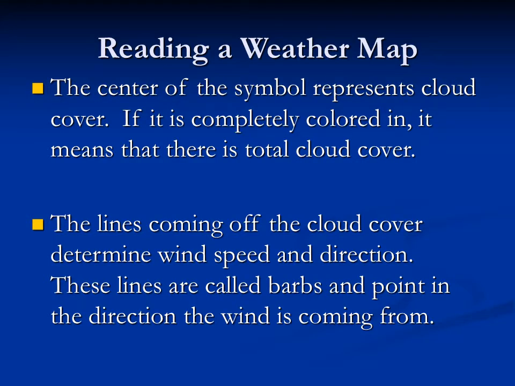So the center of the symbol again represents the cloud cover. That symbol that we just looked at had no shading, which meant it was not cloudy. If it's completely colored in, it means that there is total cloud cover. And the lines coming off the cloud cover determine the wind speed and the direction of the wind. So those lines again are called barbs, and they point in the direction that the wind is coming from, not the direction that the wind is blowing towards.